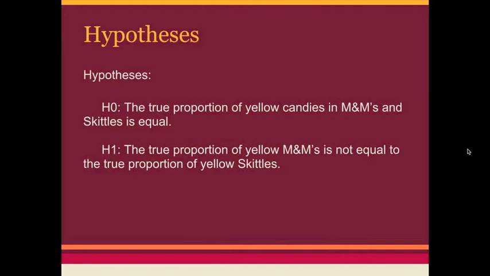So next we have our hypotheses, and our null hypothesis is that the true proportion of yellow candies in M&Ms and Skittles is equal. That's what we think to be true, and that's what we're testing, to see if we can disprove that. And our alternative hypothesis is that the true proportion of yellow M&Ms is not equal to the true proportion of yellow Skittles. So there's a significant difference.